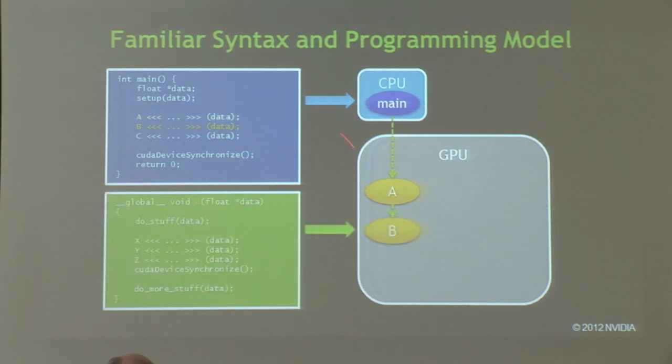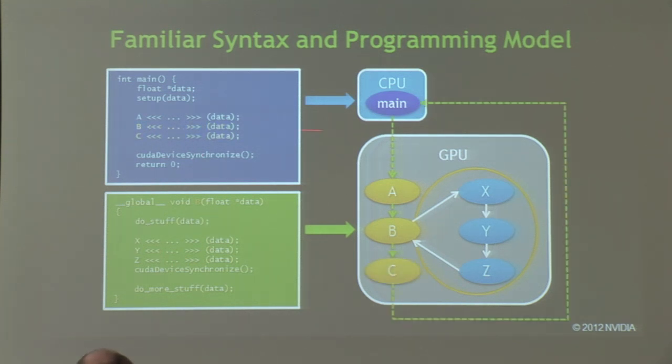In this case, A launches and then B launches, and within B we're actually just going to call X, Y, and Z. This is set up as you would expect, so we have to wait for X, Y, and Z to finish, because this is how we've written our code. Once that's done, now C can actually run. Again, this is the majority of the API calls you're used to writing.